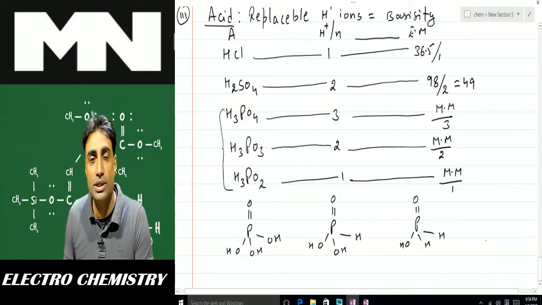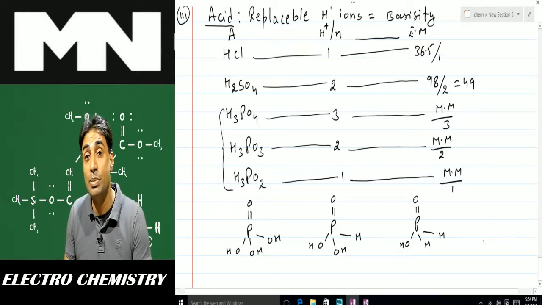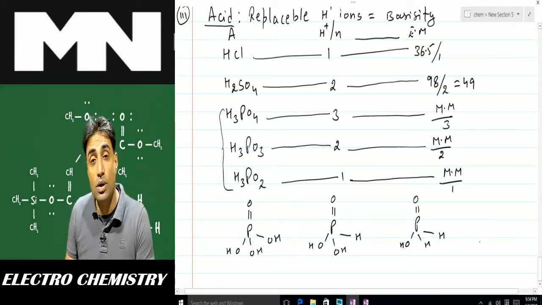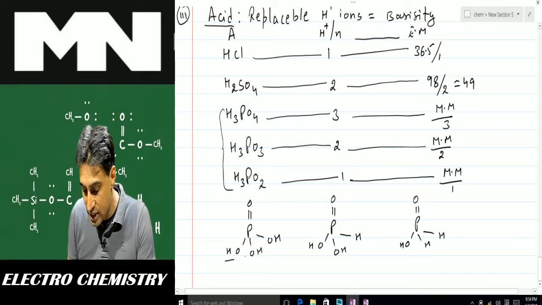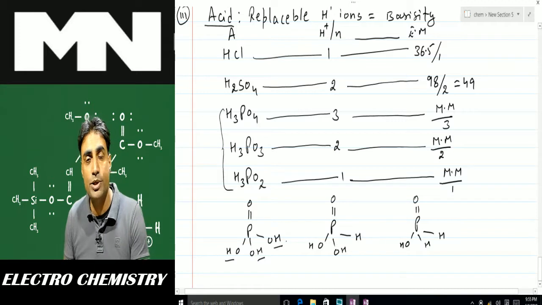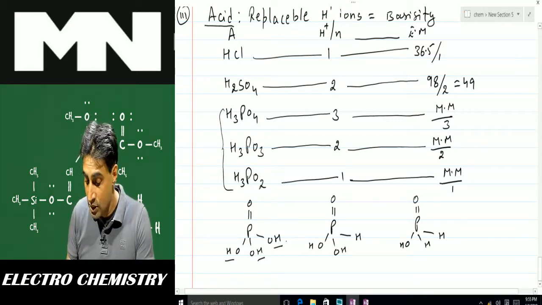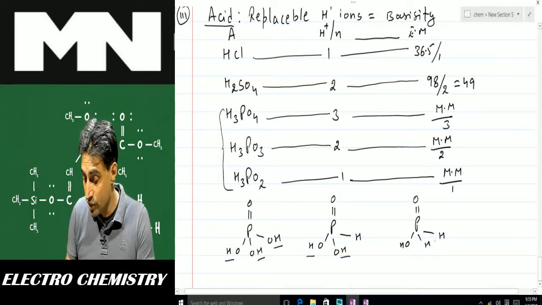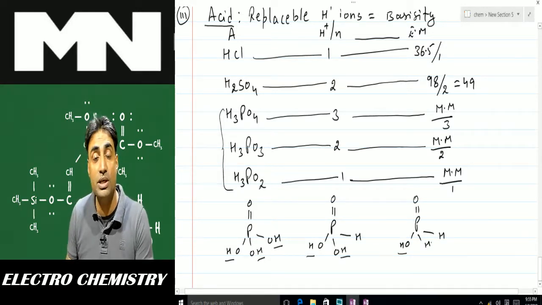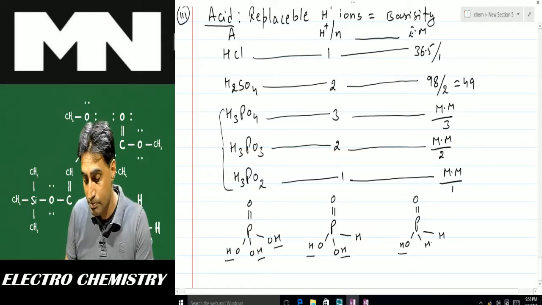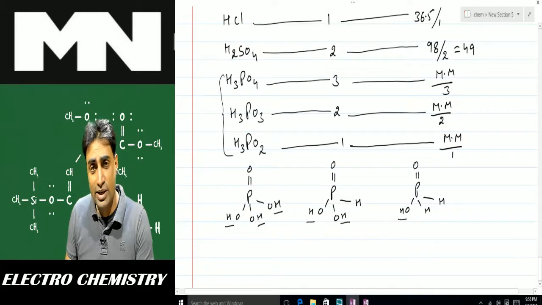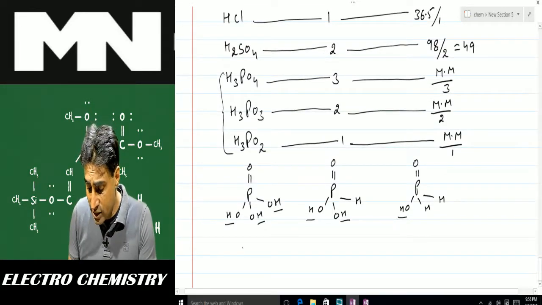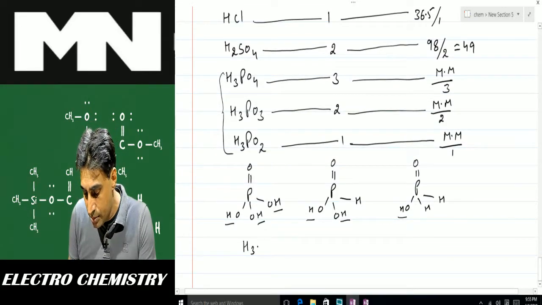It is only oxygen, the second most electronegative element, which is capable of withdrawing electrons and removing hydrogen as H positive ion. So in this case, you can have this and this H positive ion that will be donated as protons. Here in this case, you will have only two H positive ions that will be donated as protons. Whereas in this, you will have only one H positive ion that will be donated as proton. So H3PO2 is monoprotic. Now a question comes to our mind. What will be the n factor of H3BO3?